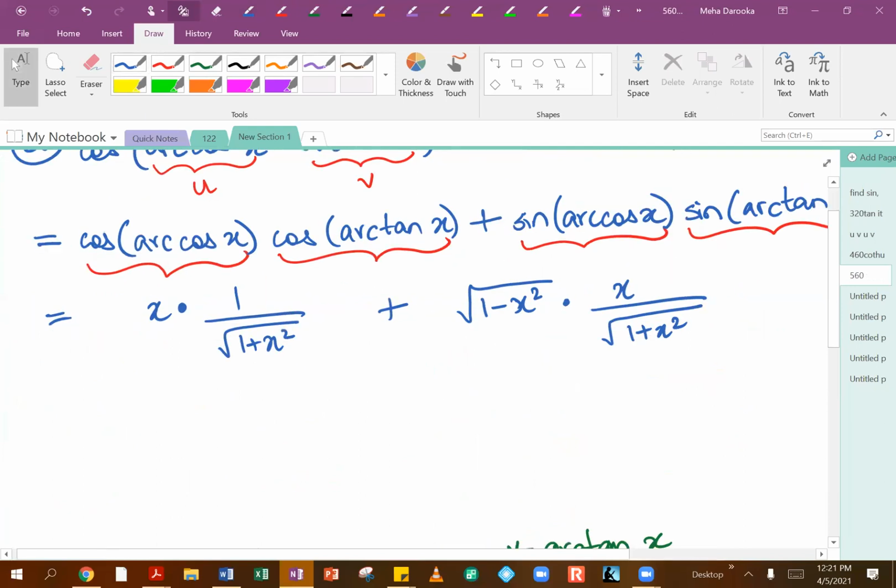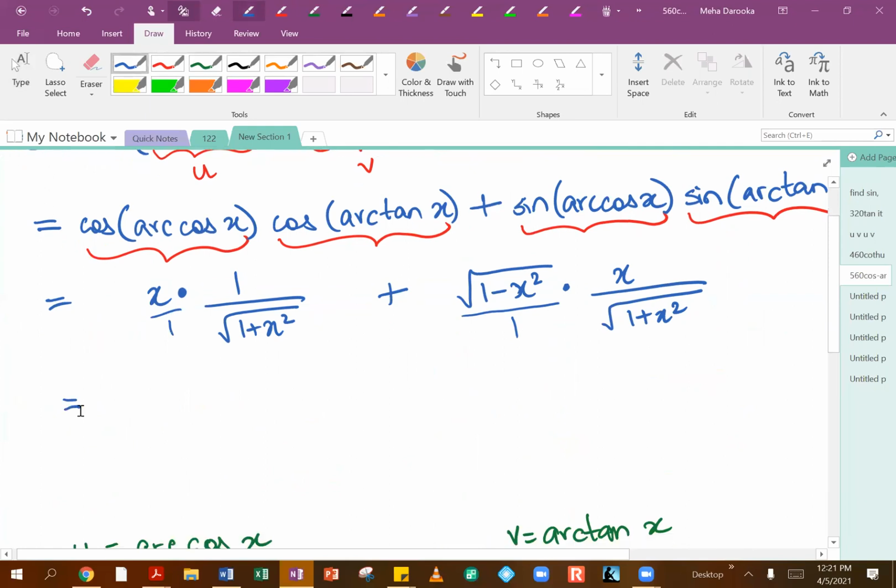Now, since we are multiplying, on either side of that plus sign, if it helps, you can write this as being over 1, so they look like fractions. But basically what you will end up having is on the numerator, we will do x times 1, which will give us x. Denominator will be 1 times square root of 1 plus x squared, so that guy will stay as is.